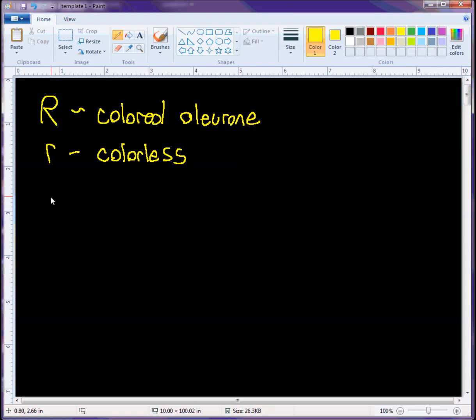But okay, let's look at the other gene. So big Y causes the plant to be green, and little y causes the plant to be yellow, and big Y is dominant to little y.